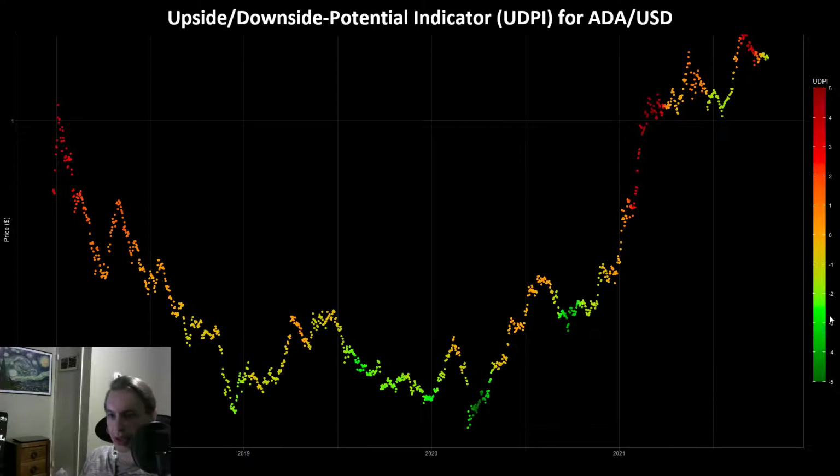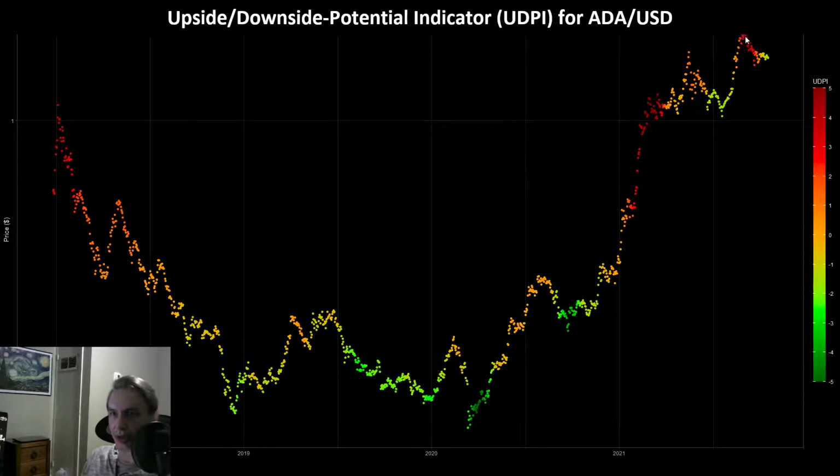But if you had been using the UDPI to get a sense of where ADA was, you would have been able to just totally tune out all that bearishness and actually said, no, this is a pretty great time to be acquiring ADA. You really want to be loading up. And then sure enough, we had this massive run into September where ADA went from about $1 all the way up to over $3. So you would have 3x'd your money if you would have been following the UDPI.